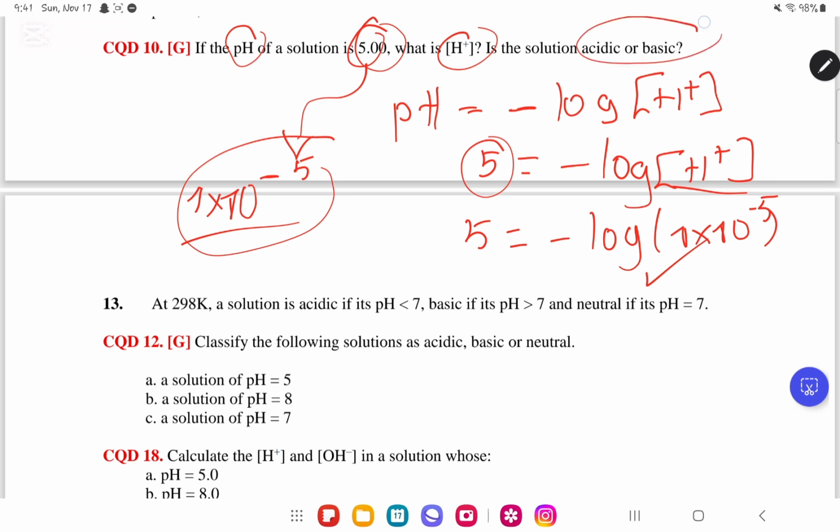Now, is it acidic or basic? Definitely, if your pH is less than 7, it is acidic. If it is 7, it is neutral, which is water. And if it is basic, then it is greater than 7. So here our pH is less than 7, it is 5, so we say it is then acidic.